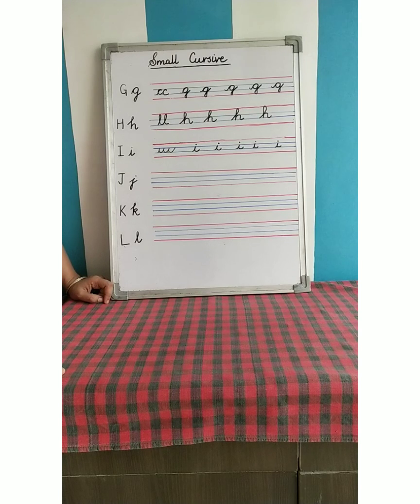Now next is small cursive J. Now J is based on the pattern of I, but it is a little complex letter. One of the tails extends till the fourth red line and then comes back.